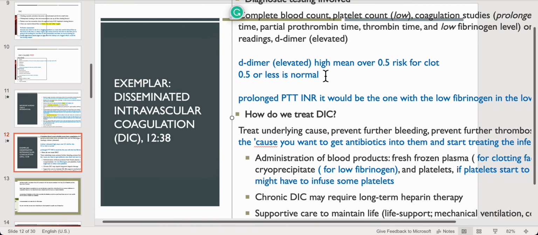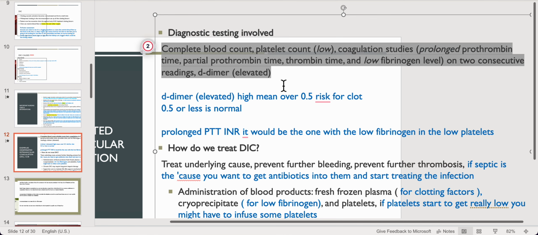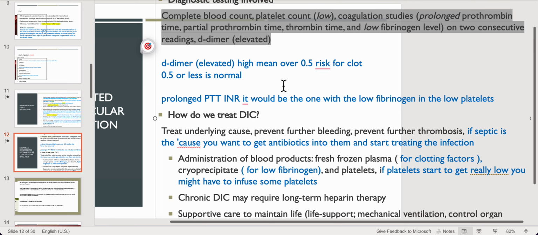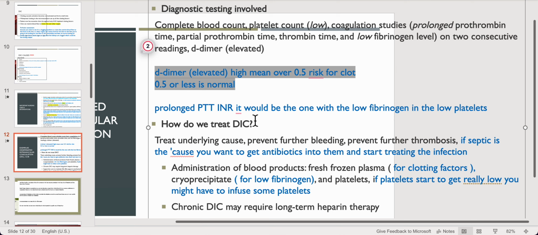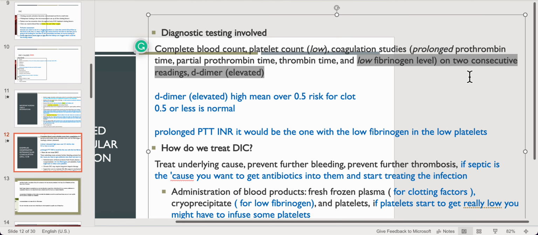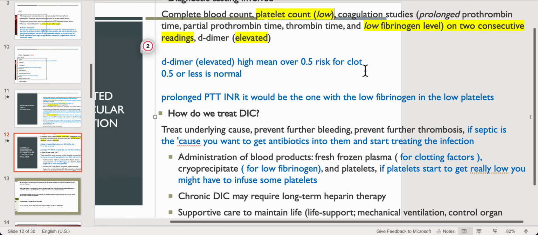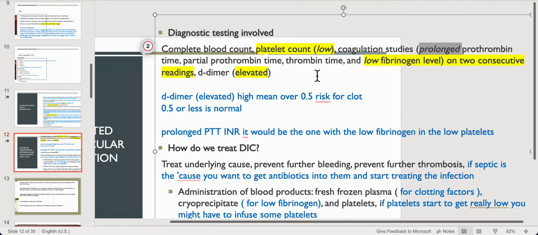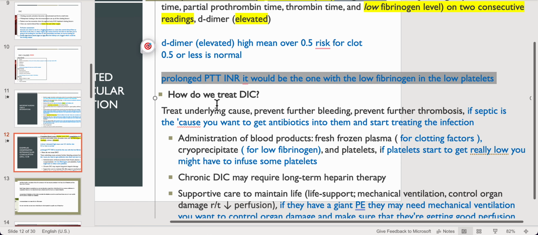Exemplar. Disseminated intravascular coagulation, DIC. Diagnostic testing involved: complete blood count, platelet count low; coagulation studies, prolonged prothrombin time, partial thromboplastin time, thrombin time, and low fibrinogen level on 2 consecutive readings. D-dimer elevated. High means over 0.5, risk for clot. 0.5 or less is normal. Prolonged PTT, INR, it would be the one with the low fibrinogen and the low platelets.